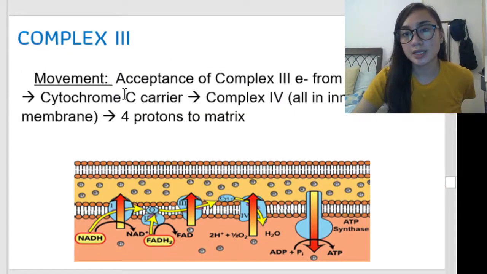Okay, in complex 3, ang movement niya is acceptance of complex 3 electrons from ubiquinone and then to cytochrome C carrier and then to complex 4, lahat ng yon sa ating inner membrane, and then the 4 protons going to the matrix along with the electrons na galing sa ating cytochrome C.